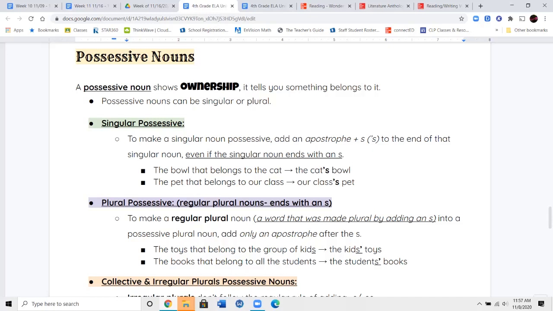Now, if we have regular plural nouns, so regular plurals, again, end with an S or ES, and we want to make that regular plural into a possessive, so a plural possessive noun. We're talking about something that belongs to a plural noun or a group of things. Since a regular plural already has an S at the end of it, we're only going to add an apostrophe after that final S. So instead of saying the toys that belong to the group of kids, I'll say the kids' toys. So K-I-D-S apostrophe, and then the word toys.